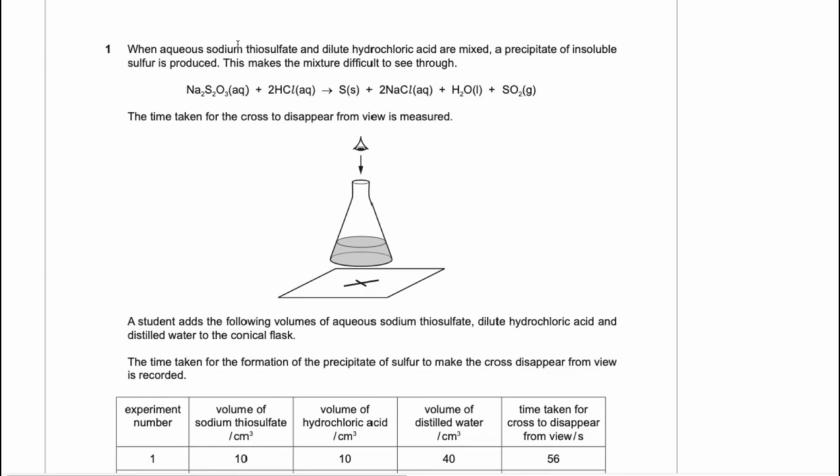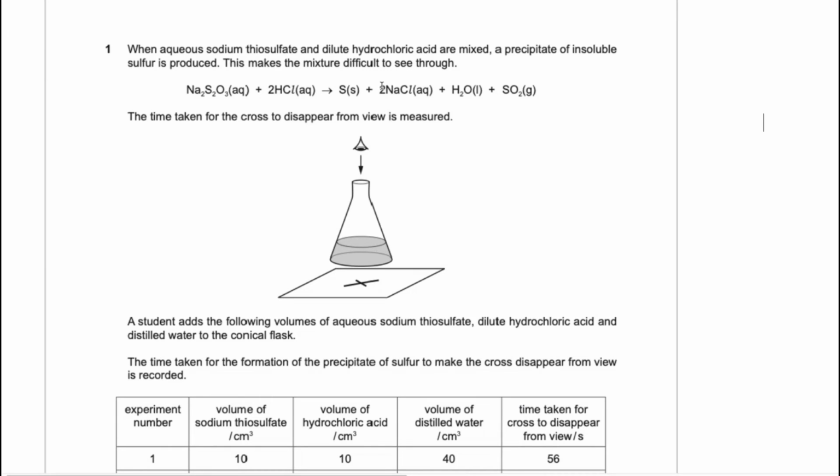When aqueous sodium thiosulfate, Na2S2O3, and dilute hydrochloric acid, which is HCl, are mixed, a precipitate of insoluble sulfur is produced. So which is this one? The sulfur solid. So it's a yellow solid. Sulfur is yellow color. Okay.